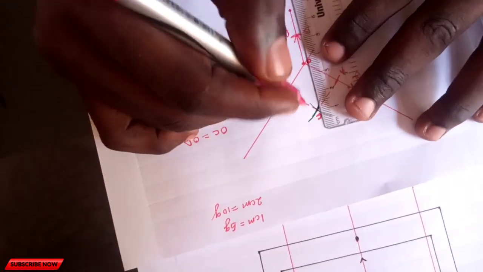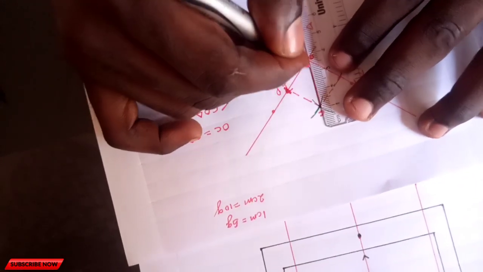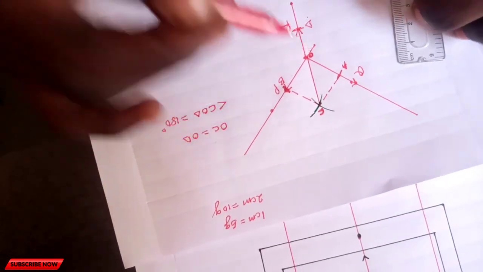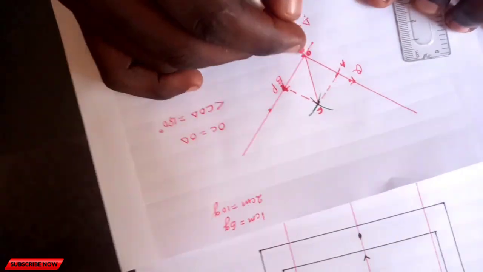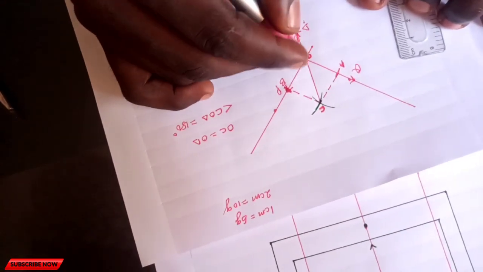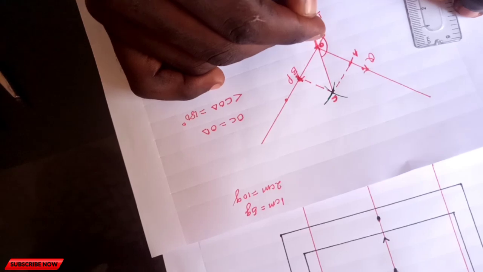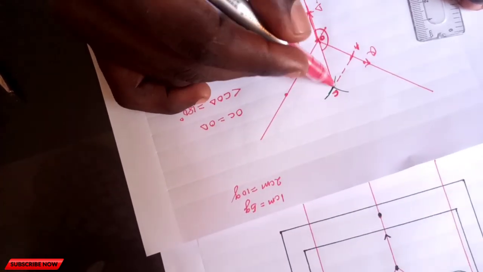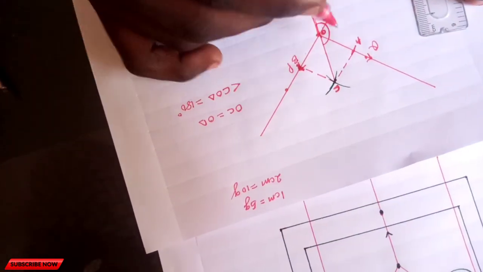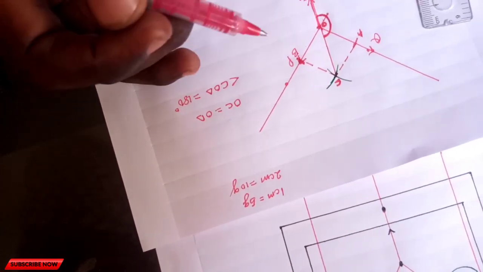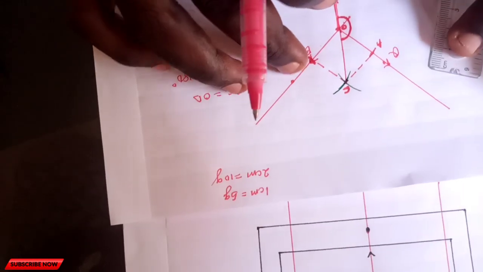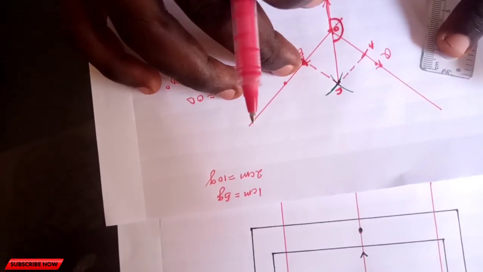Now, we are going to assume that CO is equivalent to OD. Let's check, this is a straight line now. The angle between what? That is angle O, which is angle COD, must be 180. And you can see that this is angle 180 degrees. Hence, the parallelogram law has been proved.